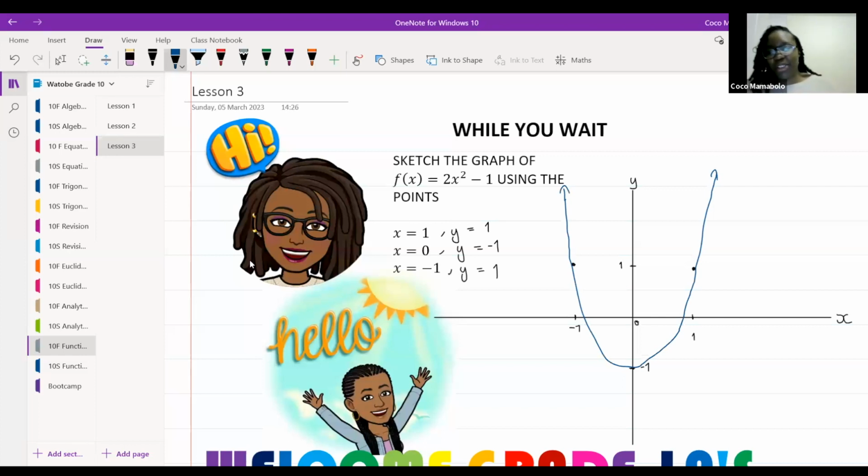And I dare anybody to question my drawing. We're going to have an issue, you and me. It's a parabola. Look at it. It's a parabola. I hope everybody's parabola looks like mine.